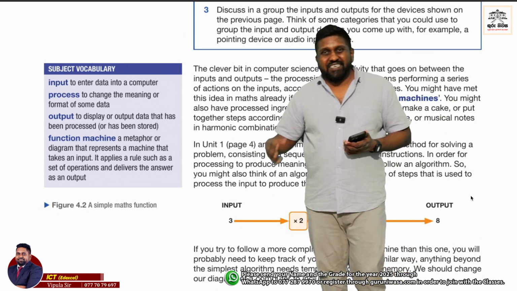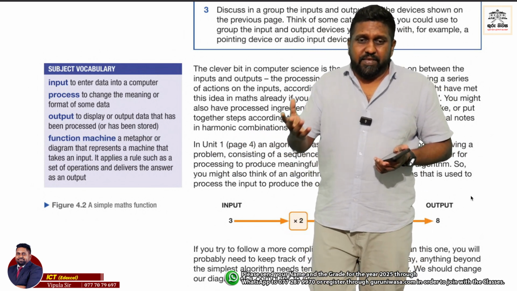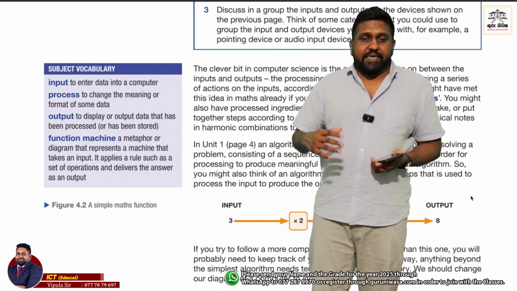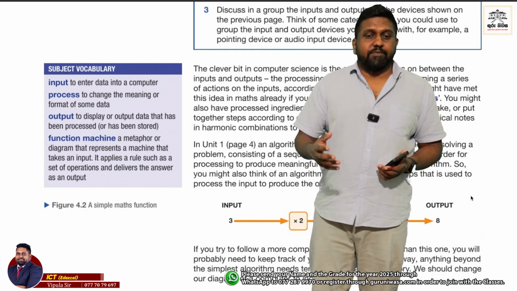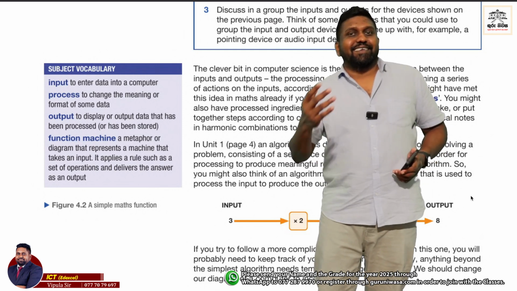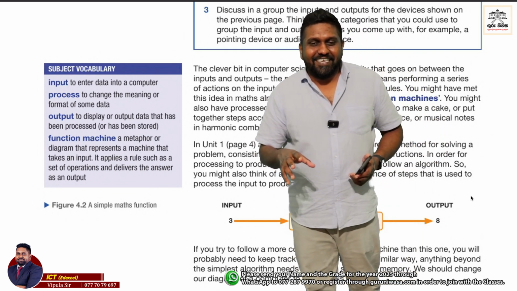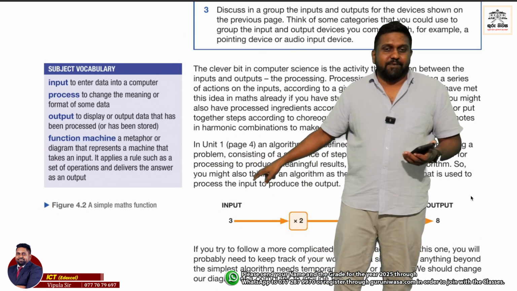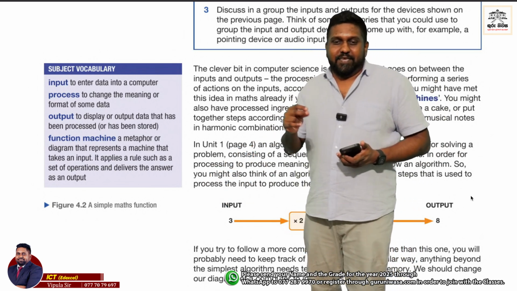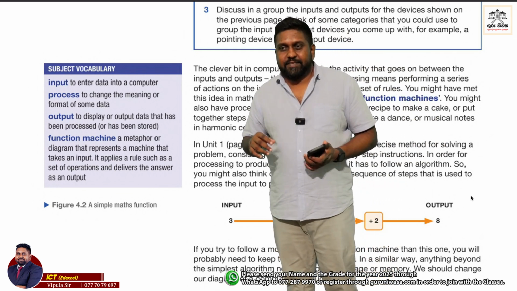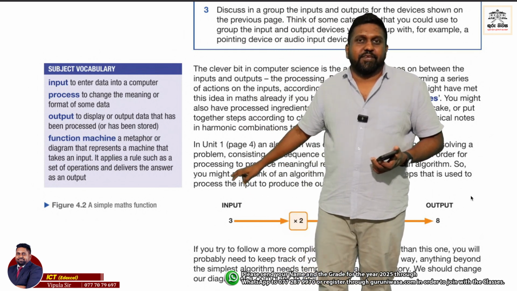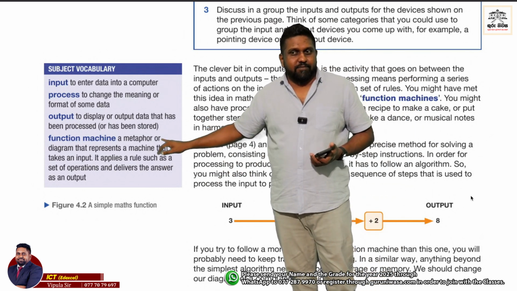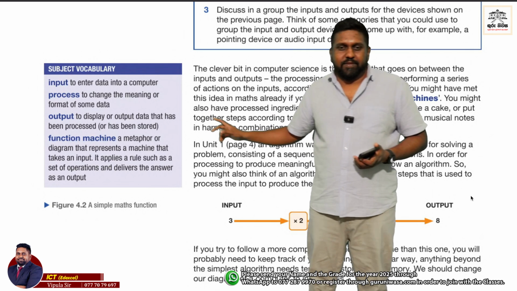So a function machine is actually just a metaphor or a diagram that represents a machine that takes an input and applies some sort of rule on it, such as a set of operators, and which will deliver an output. So let's jump in and see what we have understood at this point. Write this down, then come with me to the next part.